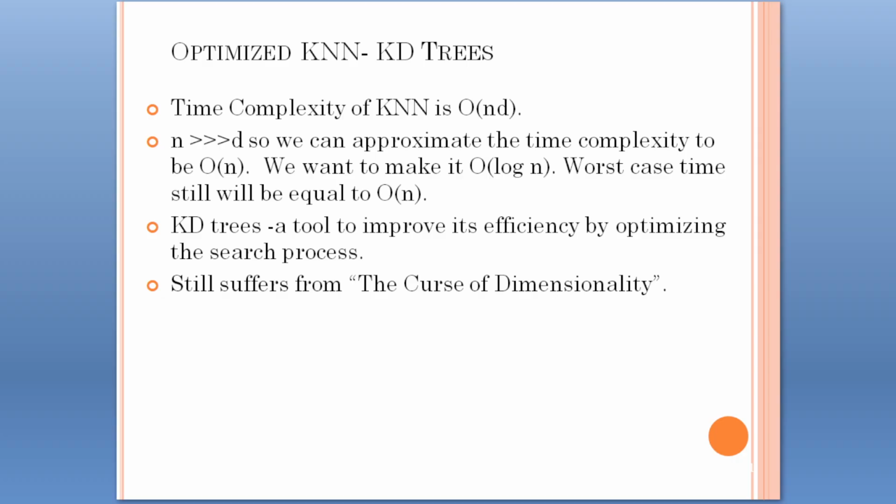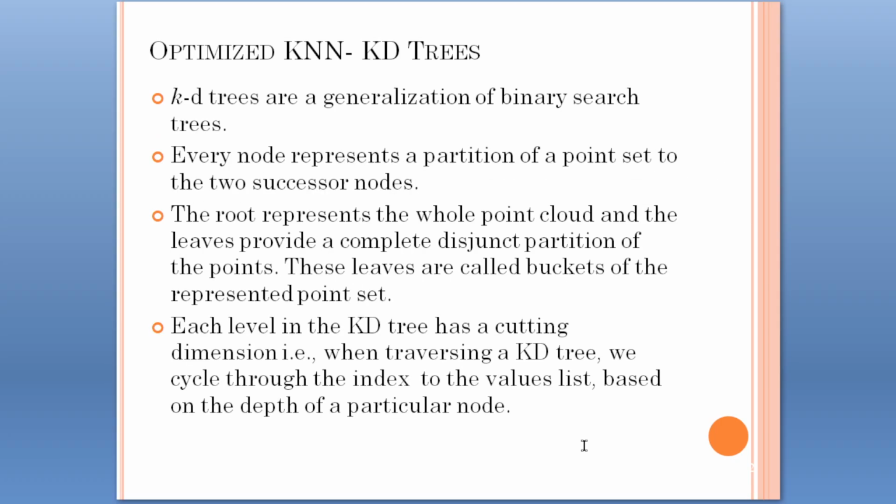KD trees are not an alternative to KNN, but rather a tool to improve its efficiency by optimizing the search process. They provide a structured way to store and search for data points, making the nearest neighbor search in KNN significantly faster. Nearest neighbor search time can be reduced to O(log n), especially in lower dimension. Still suffers from the curse of dimensionality.